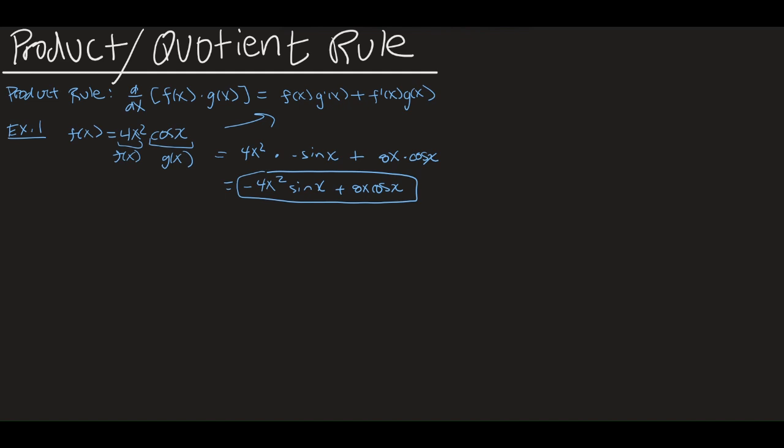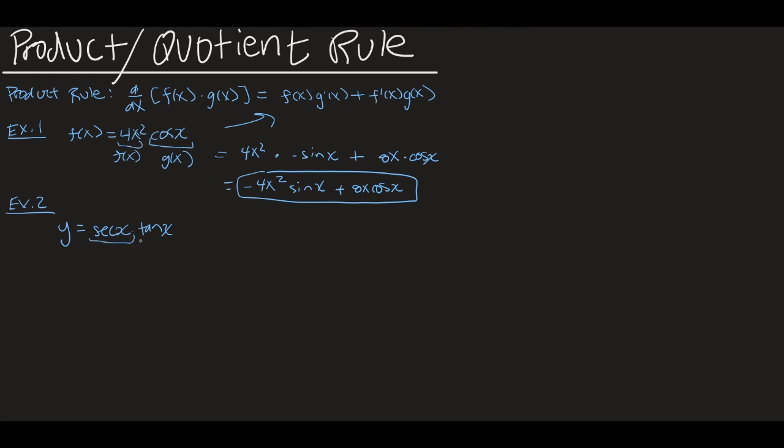You can also factor out like 4x, for example, if you wanted to, but it's really not necessary as long as you get the correct answer. That's really all that matters. So why don't we do one more example of this just to help us understand this concept even more. So we have y is equal to secant x times tangent x.